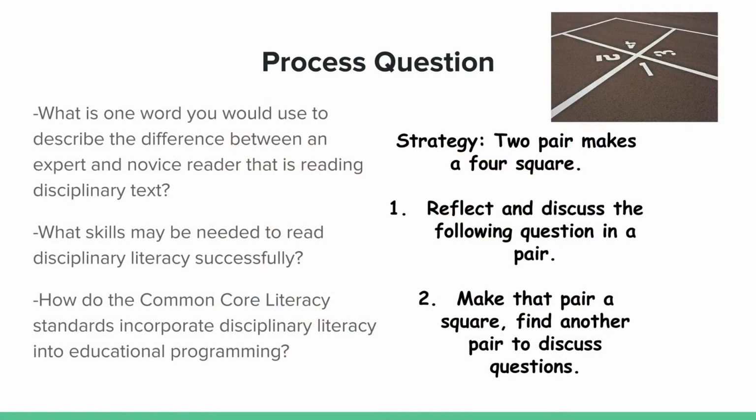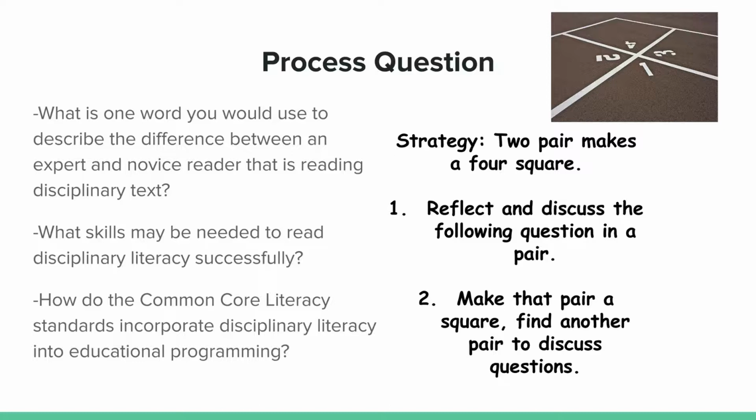To participate in a two pair make a four square activity, to begin with, you're going to find a new partner around the room, and you're going to think about these three process questions from what we've learned so far. What is one word you would use to describe the difference between an expert and a novice reader that is reading disciplinary text? What skills may be needed to read disciplinary literacy successfully? And how do the Common Core literacy standards incorporate disciplinary literacy into educational programming? So, those are the three questions I want you to consider.